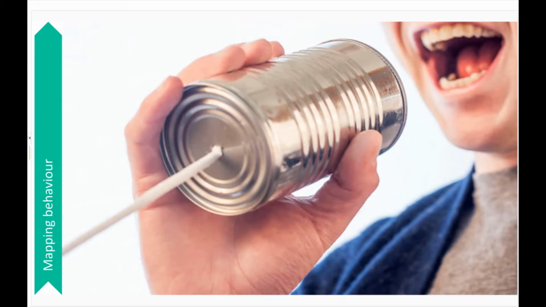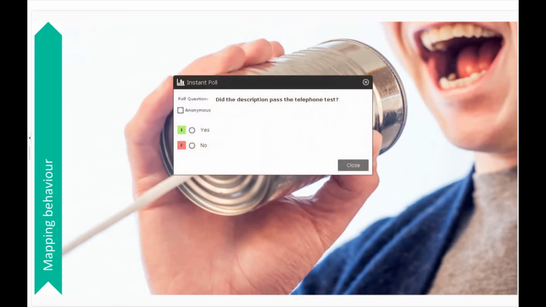All right, so I'll bring the poll up again and then I'll read the description and then you can vote. So here's the description. Sam put all of the Lego that he'd been playing with back in its box and put it on the shelf in his room after one reminder. Do you think that passed the telephone test? Can you form a picture in your mind of exactly what happened in that situation?